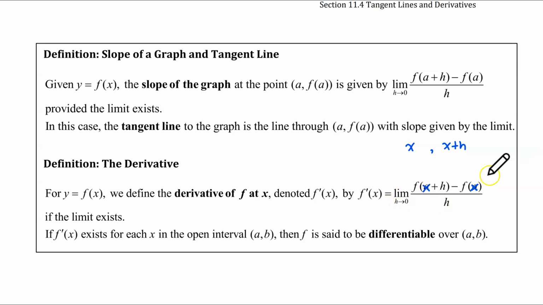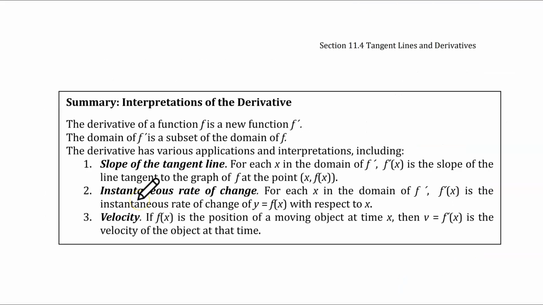And if the limit exists here, then we say that the derivative of the function at x exists. And moreover, if the derivative of the function exists for any x in a given open interval (a, b), then we say that f is differentiable over the open interval (a, b). Now, in summary, we have to take note of the following.